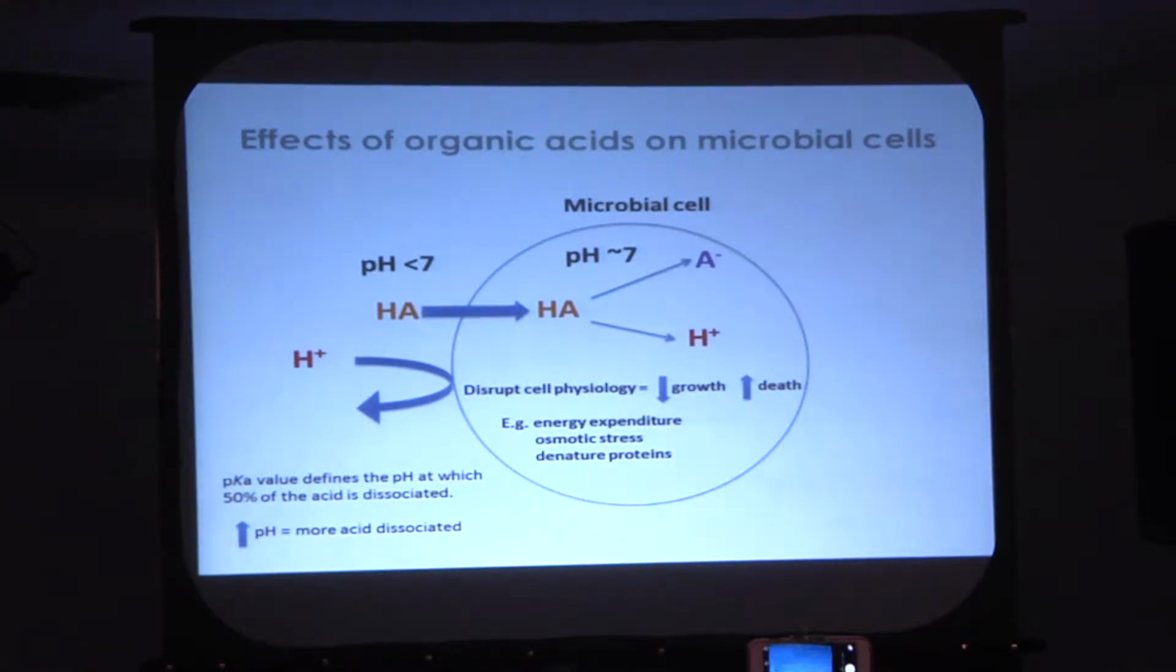This is a diagram showing effectively the way in which organic acids are believed to work. I spoke previously about the value of the pKa value. The pKa value defines the pH at which 50% of the acid is in the dissociated state. The microbial cell is pretty impermeable to charged particles. So we can see on the slide there that if you have an H+ ion outside the microbial cell, the cell is pretty good at preventing that from penetrating the cell.